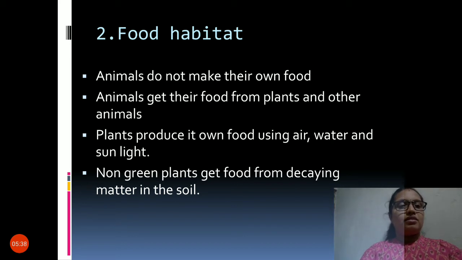In the soil, some food may be thrown, some animals may have died, or some other plants may be present. So all this decaying matter present in the soil, from this the non-green plants like mushrooms will get food. Understood? Animals depend on plants and other animals, green plants get food from sunlight, air and water, and non-green plants get food from the decaying matter in the soil. These 3 points you must remember, children.